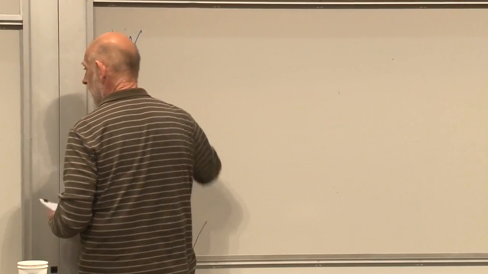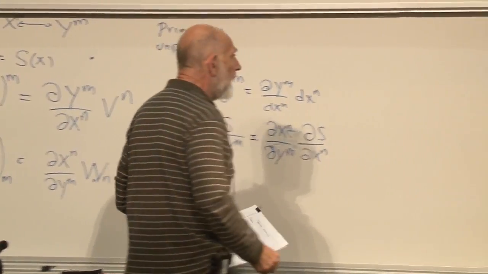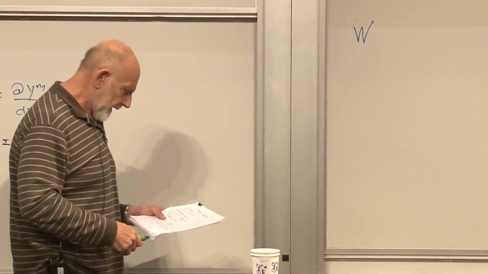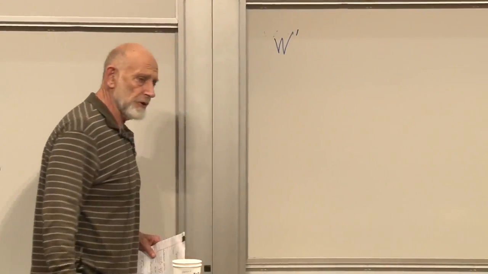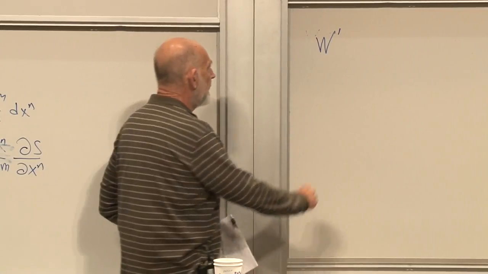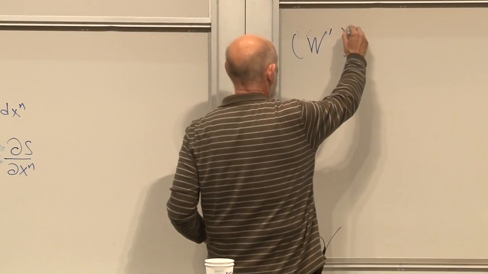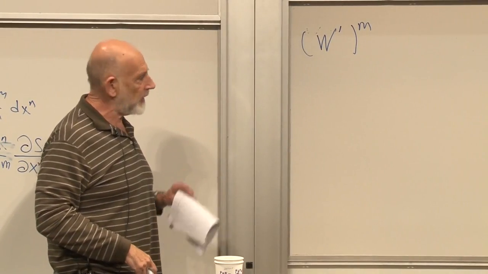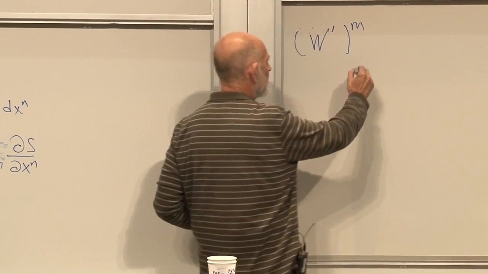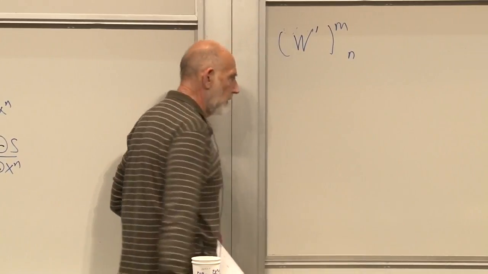W, not this W now. Let's see. Yeah, let's take a tensor W. Maybe I should call it T. Let's call it W prime. In other words, in the y coordinates, it has two indices, m and n. And I'm going to take one of those indices to be an upstairs index and another to be a downstairs index, contravariant and covariant.